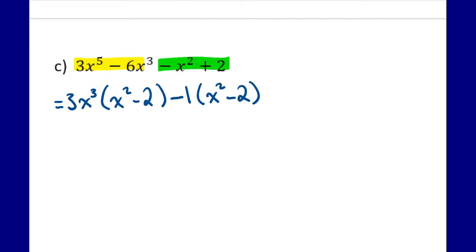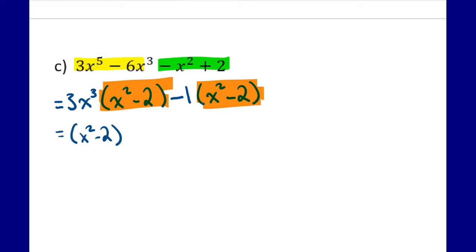Now that I've done that, I can see that I have a common bracket between the two terms, which I can then factor out. X squared minus 2, that entire bracket comes out. And what's left over from each one, I have 3x cubed, and I have minus 1. So that is my entire factored form, you could say.